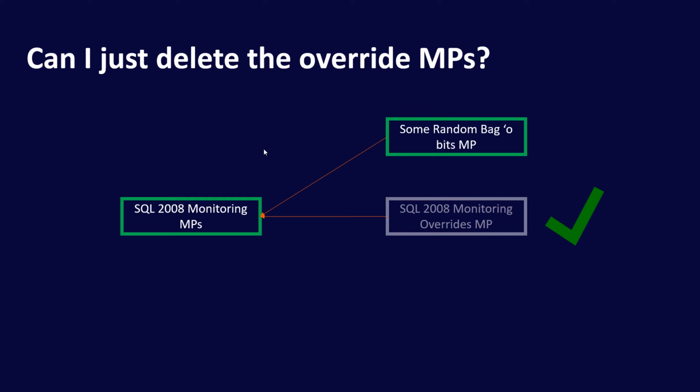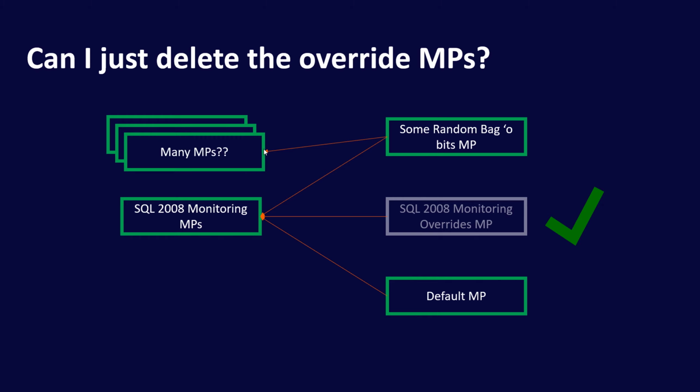But the reality is usually different. There are usually MPs that are less well structured and ordered, that contain overrides, causing a dependency. My favourite random bits MP, and of course the ever-present default MP. These guys, well, who knows what's in them? There could be overrides in them for SQL 2008 and other things. So we can't simply delete them. We have to have a look at what's inside them and figure out the dependencies and unpick it all first.